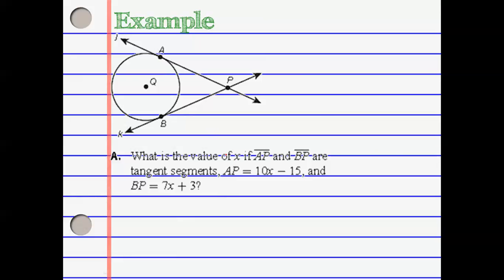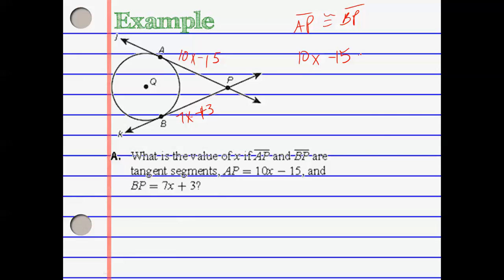On this one, it says, what is the value of x if AP and BP are tangent segments? AP is going to equal 10x minus 15, and BP is going to equal 7x plus 3. So here we want to find the value of x. Well, what we know is that AP is congruent to BP, so what we can do is just set these two equations equal to each other and solve for x.